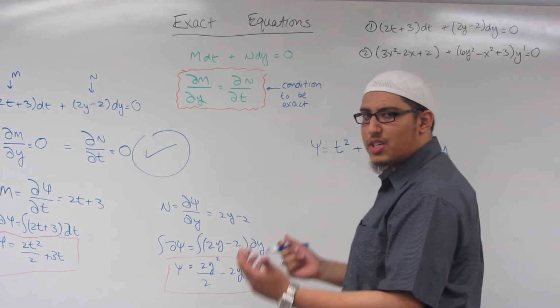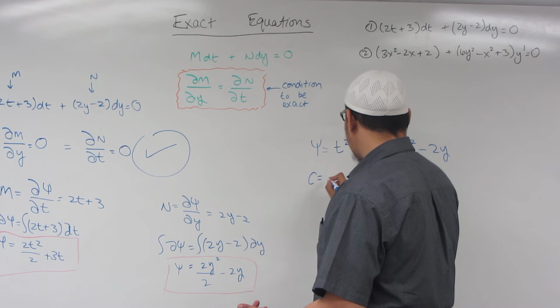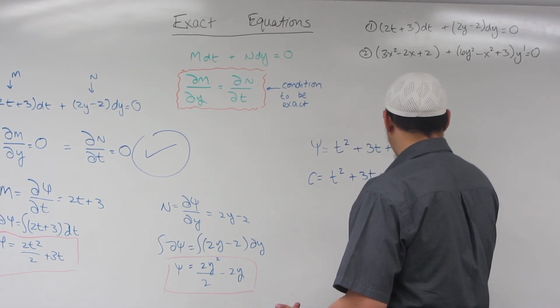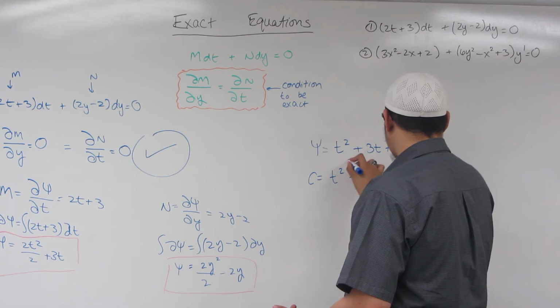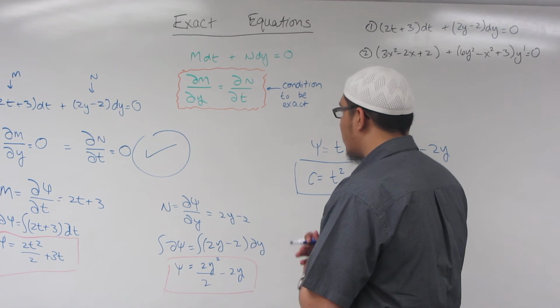Now psi, we can treat it simply as a constant. Okay, we can say it's a constant and say c is equal to t squared plus 3t plus y squared minus 2y, and this would be our general solution.